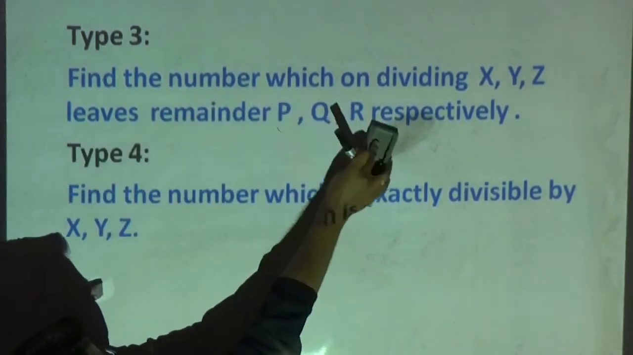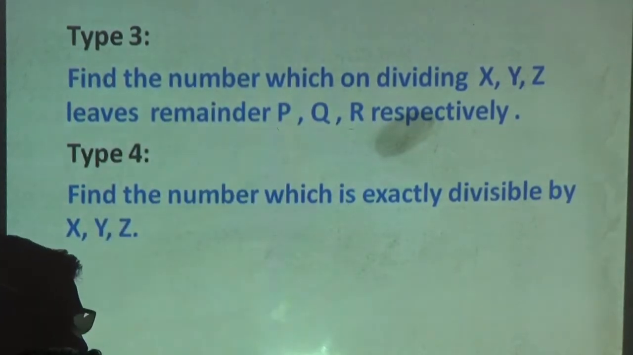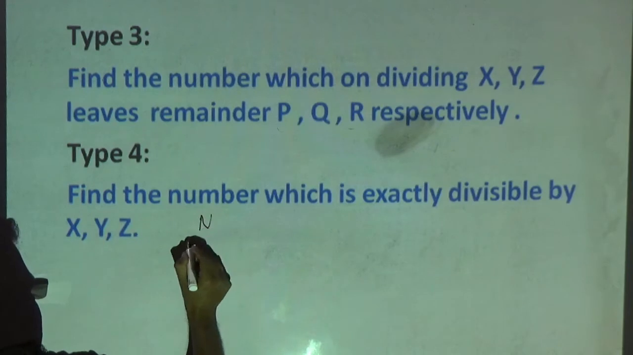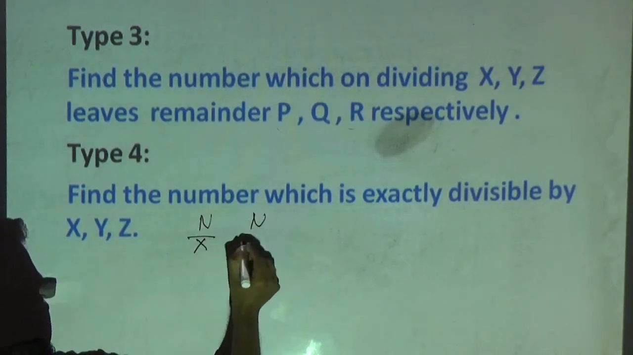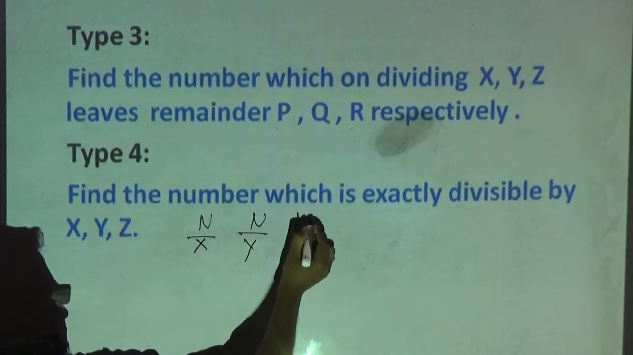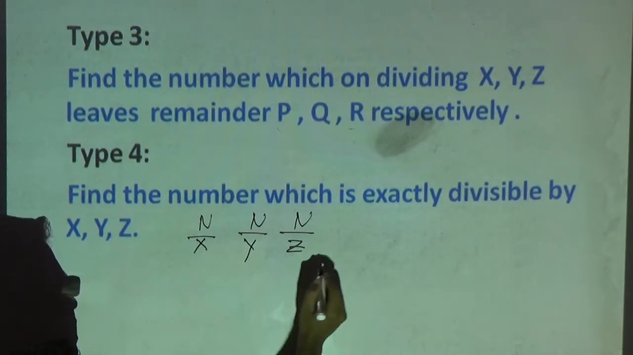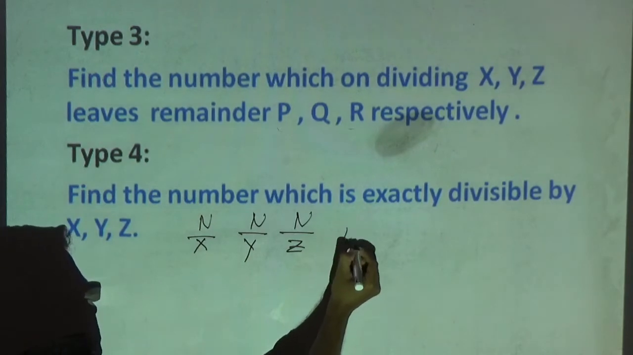Now type 4. Please observe. Up to type 3, those are your HCF problems. From type 4 onwards, those are LCM problems. Now please observe. Find the number which is exactly divisible by x, by y, and by z. The number that I want, is it in the denominator or numerator? The number that I require is in the numerator. If it is in the numerator, that means you have to find out LCM.